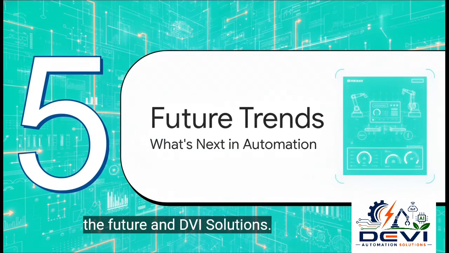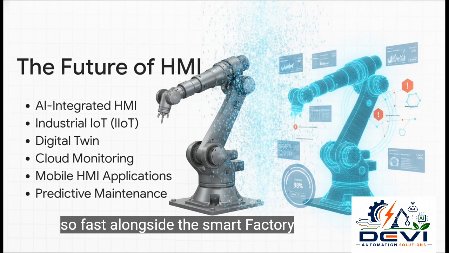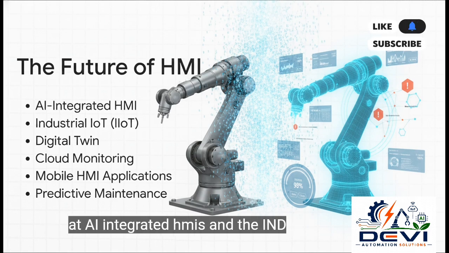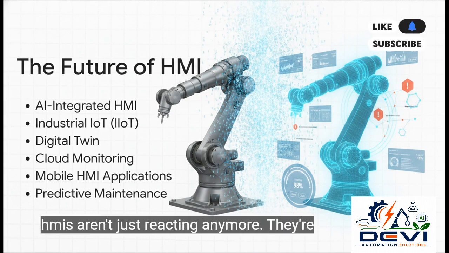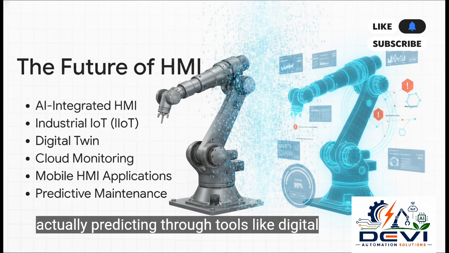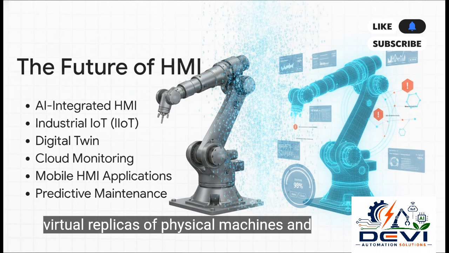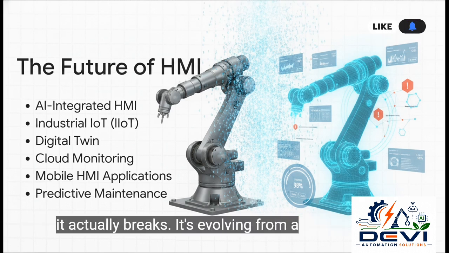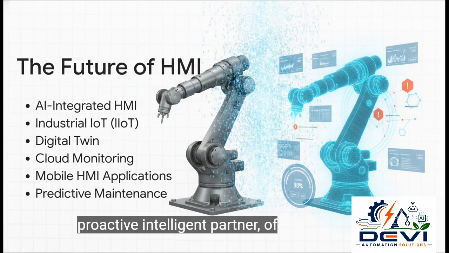Section 5. The Future and DVI Solutions. What is next in automation? The future of HMI is evolving so fast alongside the smart factory movement and Industry 4.0. We're looking at AI-integrated HMIs and the Industrial Internet of Things, or IIoT. This means HMIs aren't just reacting anymore. They're actually predicting. Through tools like digital twins, which are these perfect real-time virtual replicas of physical machines, and predictive maintenance algorithms, these systems are going to tell you a part is going to fail before it actually breaks. It's evolving from a reactive dashboard into a highly proactive, intelligent partner.